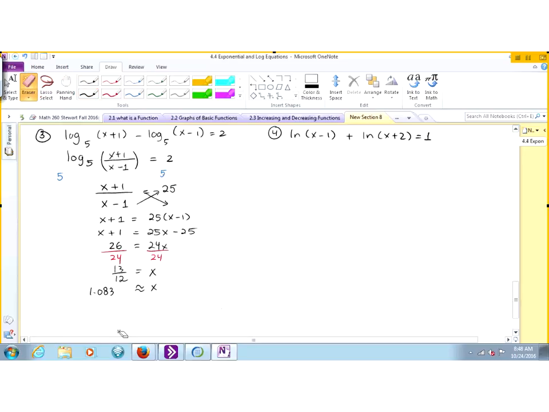1.0833 or 83. Okay. Is it a solution though? So how do I check if it is a solution? Well, easy. I just put 13 over 12 in, so I'm looking at these two. 13 over 12 plus 1, is it positive or negative? 13 over 12 minus 1, positive or negative? Then this is a solution.